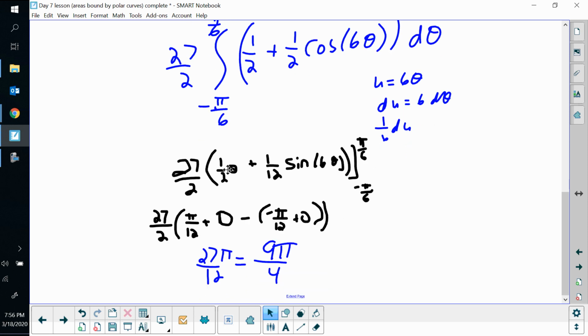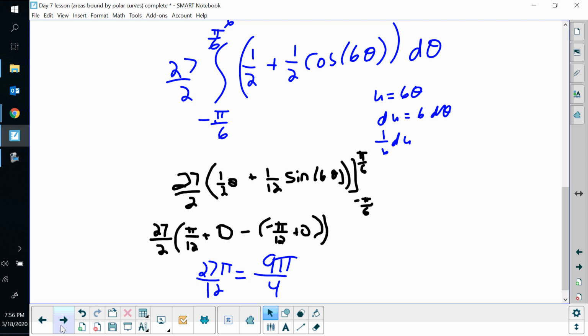When we put in the pi over 6, we'll get pi over 12. This will give us pi on the inside, and sine of pi is 0. That's why that's gone. Then when we put in the negative pi over 6, we get the negative pi over 12. This will give us negative pi in here, which is also 0. Minus a minus, that becomes a plus pi over 6 when you put them together. And pi over 6 times that will give us 27 pi over 12, which reduces to 9 pi over 4. So if you have multiple petals, just do one petal. Make sure you're doing where the petal starts and where the petal ends on your integral values.